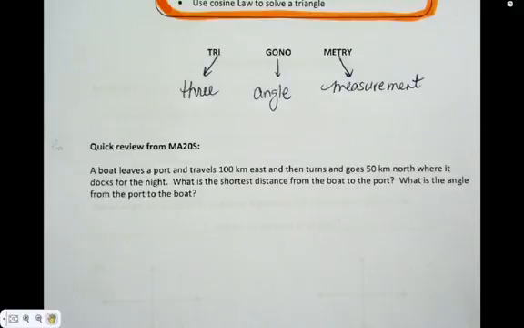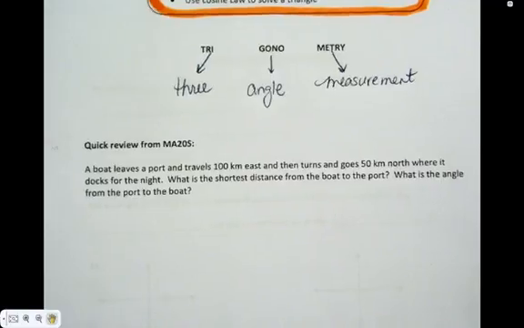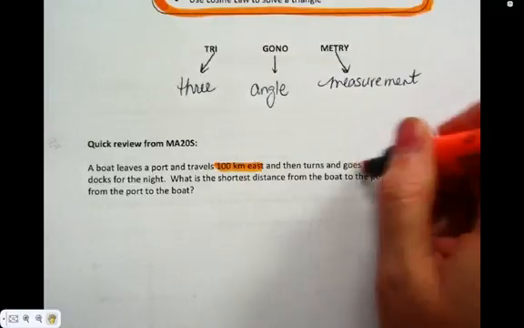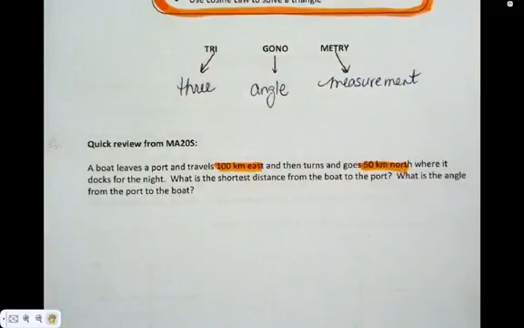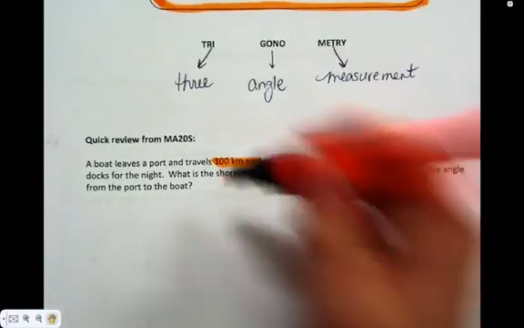Give me the general idea. What's it about? A boat, doing what? Moving. Okay, what do we need to know here? What's the really important stuff? 100 kilometers east and then 50 kilometers. Do I care if it's a boat, a car, a bicycle, a person walking? Don't care. All I care about is the directions and the measurements. What else do I want to care about?